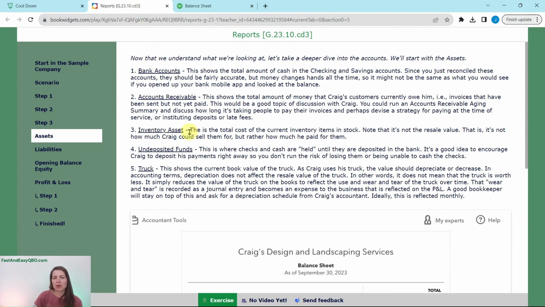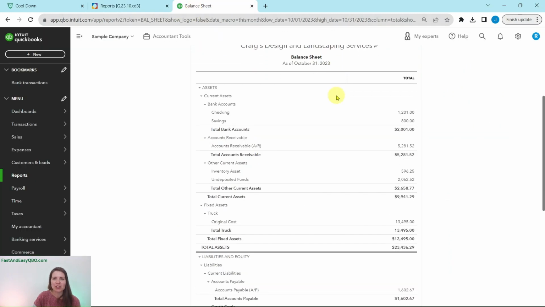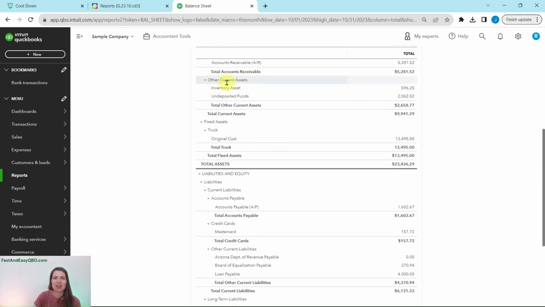Then we have inventory asset, and this is the total cost of the current inventory items in stock. Note that it's not the resale value. That is, it's not how much Craig could sell it for, but rather how much he could have paid for. So inventory is right down here. It's called other current assets.